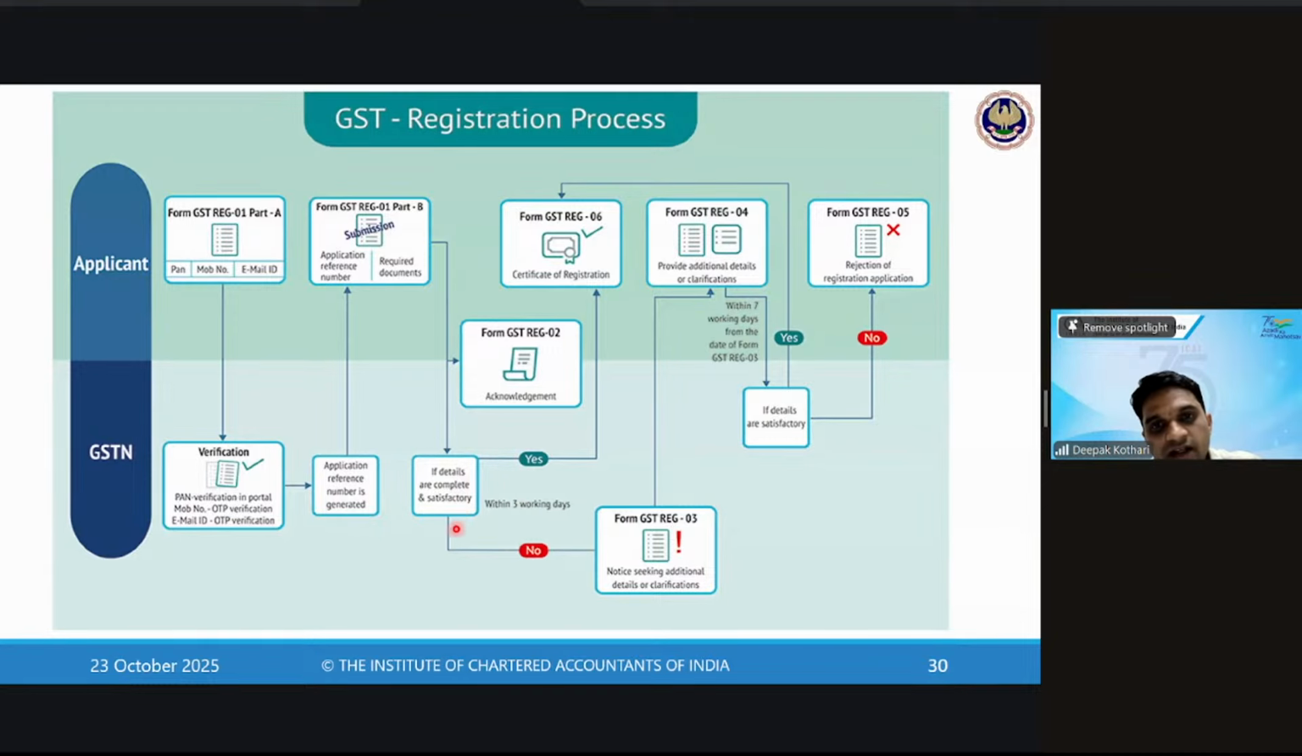If your documents are incomplete, then you will get a notice. Notice में क्या होगा कि you have not submitted all your details, give me your details. They'll give a list, the officer will verify it and say that these are the documents which are missing. Then you will give a clarification in REG 02. So see the flow: REG 1, then REG 2, then REG 3, then REG 4. In REG 3 you will get the notice wherein you will be asked for additional details, and provide the details and clarifications in REG 05 within 7 days.